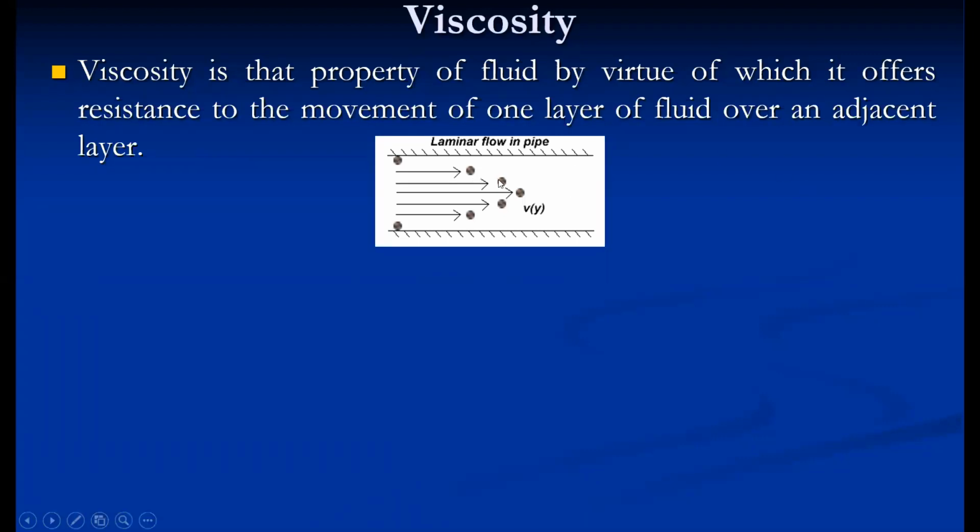Obviously the layer at the center offers negligible resistance, so it moves at a faster rate, and it offers resistance to the movement of the adjacent layer, so that layer's velocity reduces. So the retardation is taking place. This retardation goes on, and at the stationary wall, the fluid particles remain stationary. So this is what viscosity is all about.